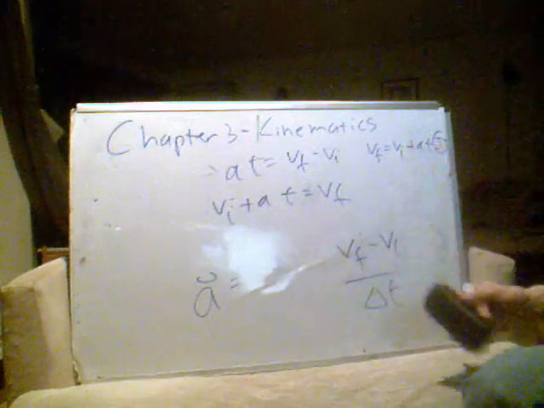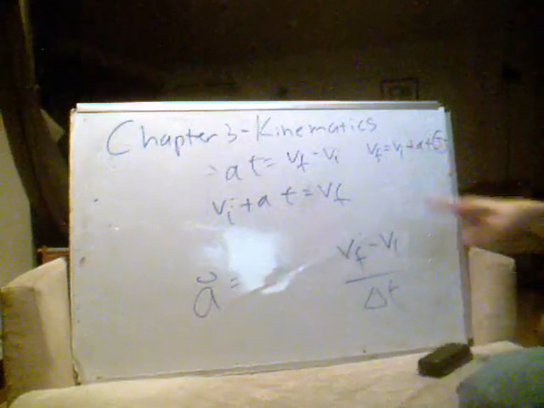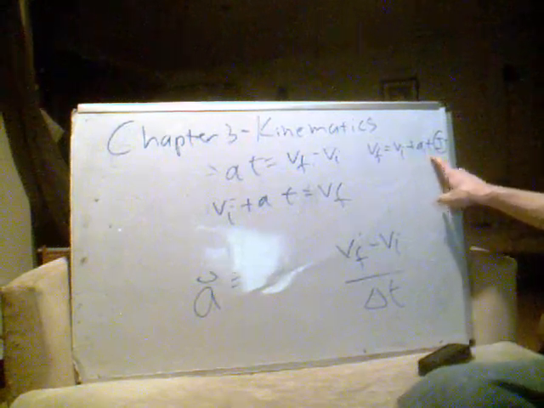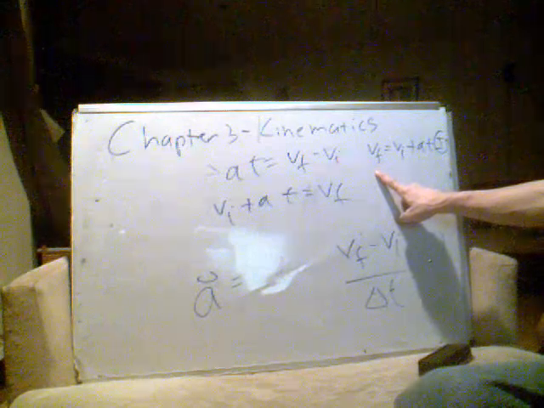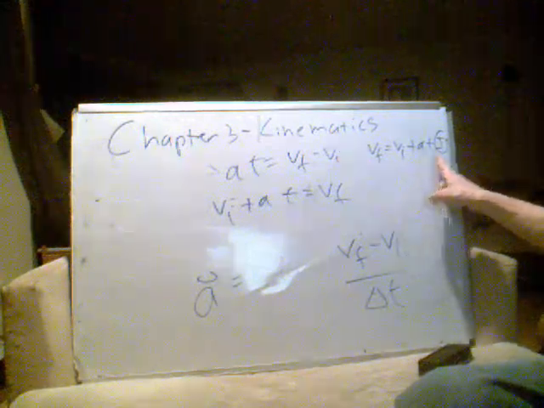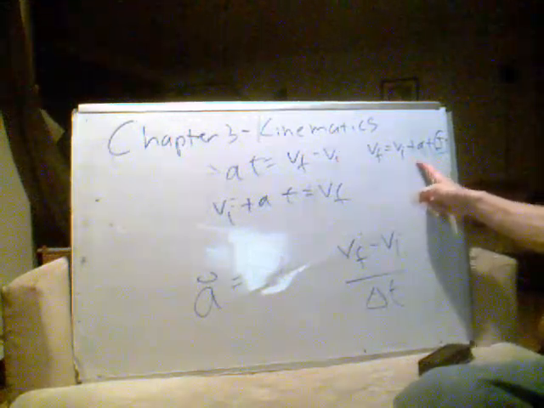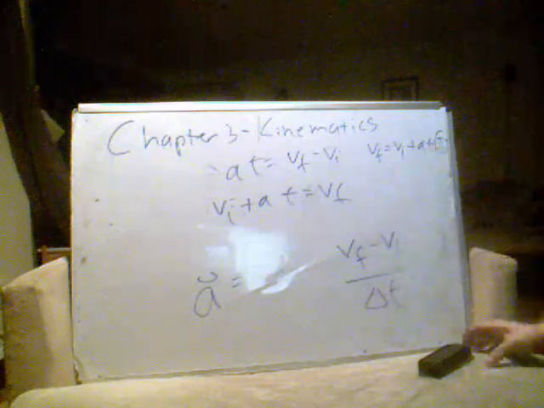Now, what does this mean? This means that if you start with some initial velocity and you speed up a little bit over time, you may go faster, right? Your final velocity is your initial velocity plus however much you sped up or slowed down. That's all that means.